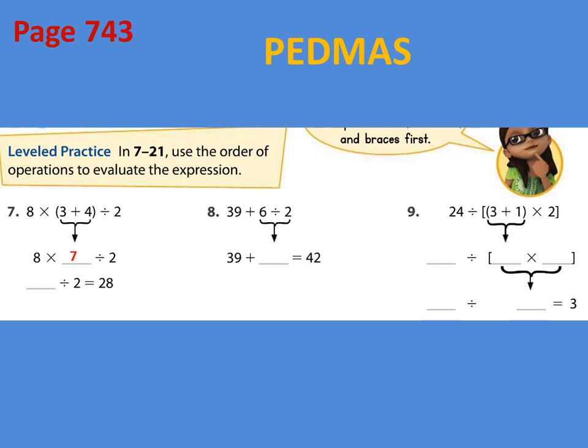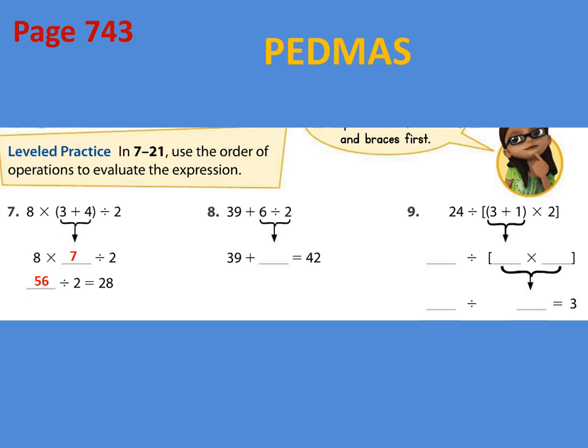So we must multiply 8 times 7. 8 times 7 is 56, and divide by 2 stays the same. The last step, dividing 56 divided by 2. What's 56 divided by 2? Yes, take your time. Yes, it's 28. Of course, it's 28, so it's correct. Go to question 8.